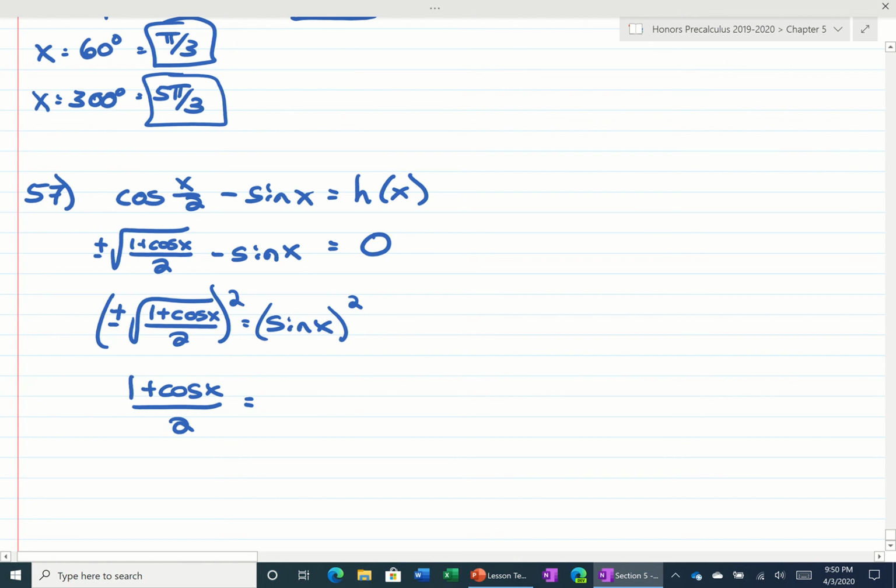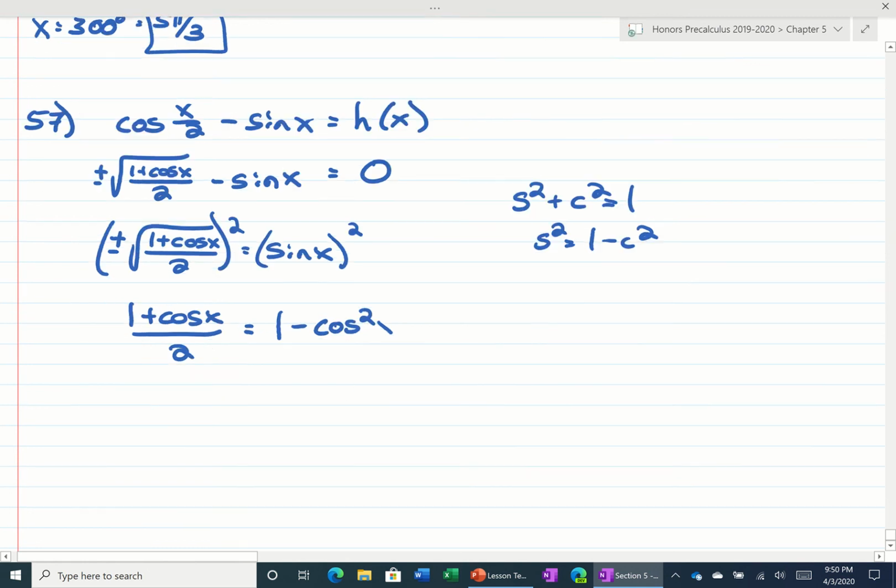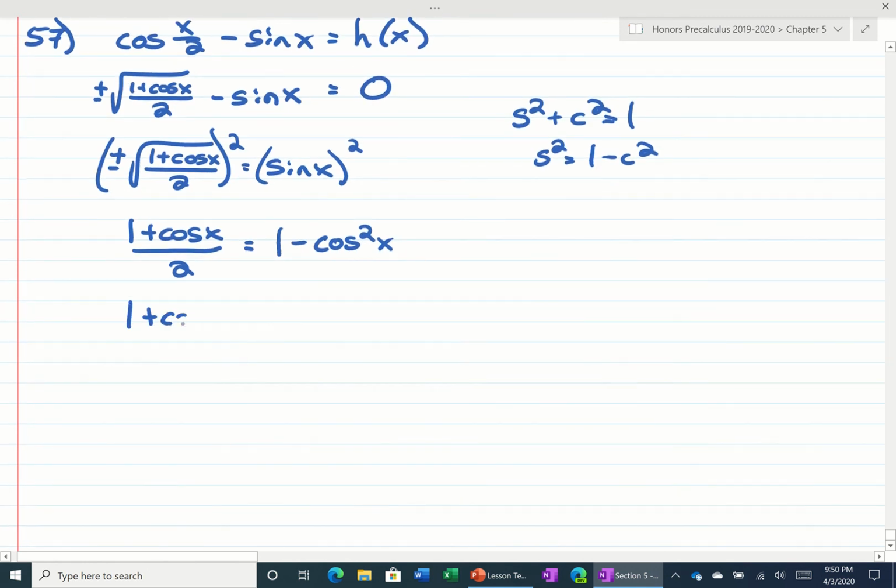Now that's going to be sine squared, but we want to try to get all the same trig functions. So I know sine squared plus cosine squared is 1. So sine squared would be 1 minus cosine squared. So I'm just going to fill that in here. Let's multiply both sides by 2 to get rid of the fractions. Then I'm going to try to get this whole thing equal to 0. So I'm going to bring all these terms to the other side. So my first term is a positive 2.